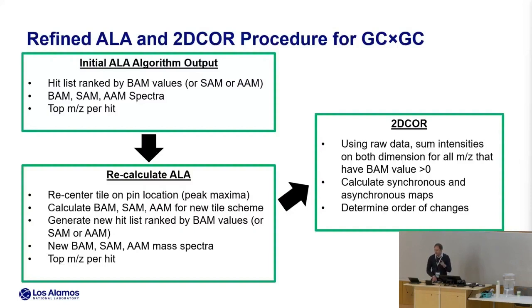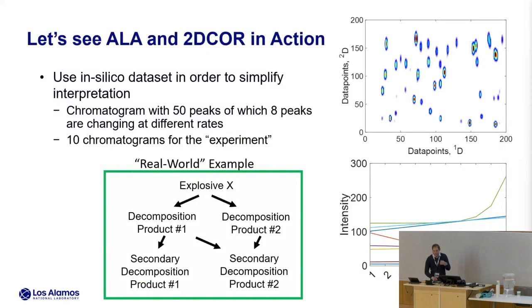That's essentially a single data point, kind of 1D GC-esque. So we can take our data, we know what mass channels are statistically significant within that tile, we can sum all that away, and we can then generate our synchronous and asynchronous maps, and most importantly, we can determine our order of change. So let's see it in action.